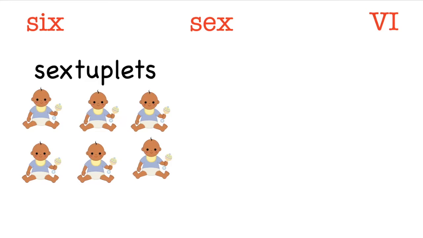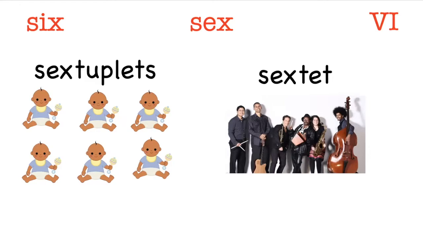And we also get some English words from this, sextuplets. I know I keep doing this one, but it's kind of fun. So that is 6 babies at the same time. And then there's also a sextet, which is a 6-person music group.